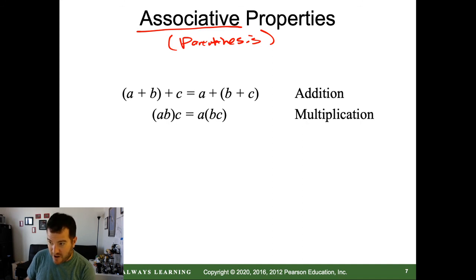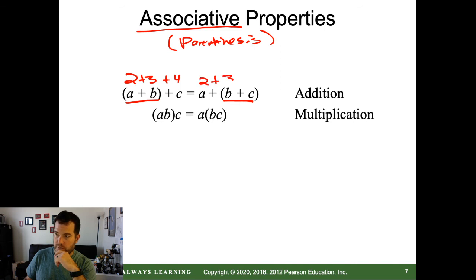The way I think about the associative property is that we always get to choose who we associate with. In this case, A and B are hanging out and C's on the outside, and in this case, A is on the outside and B and C are hanging out. Again, if we use numbers, I have 2 plus 3 plus 4 on both sides, with different parentheses. 2 plus 3 is 5. Remember, you always do parentheses first. 5 plus 4 is 9. Over here, the parentheses first give 3 plus 4, which is 7, and 2 plus 7 is also 9.